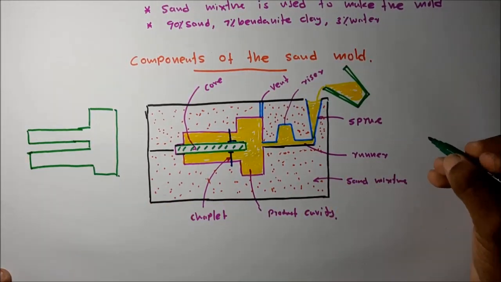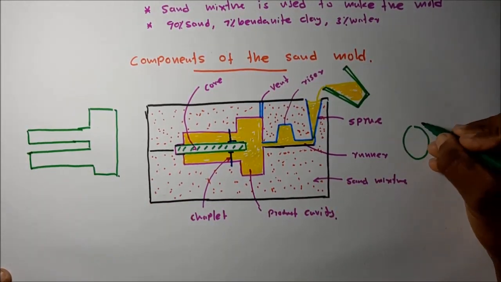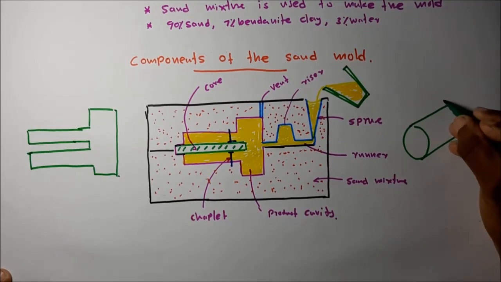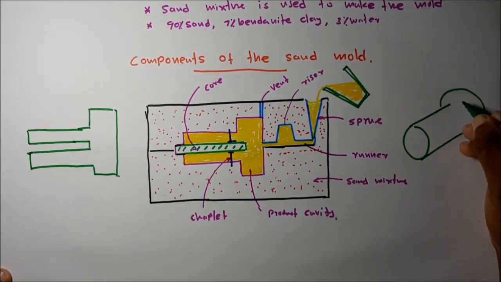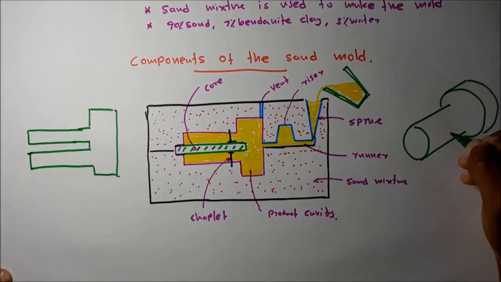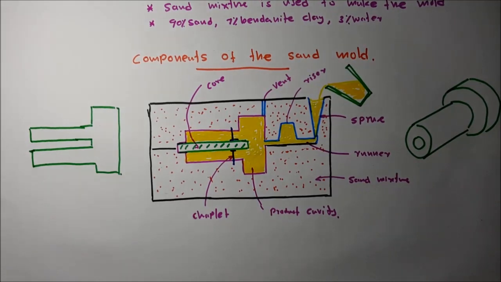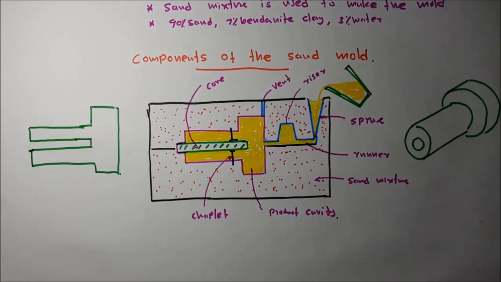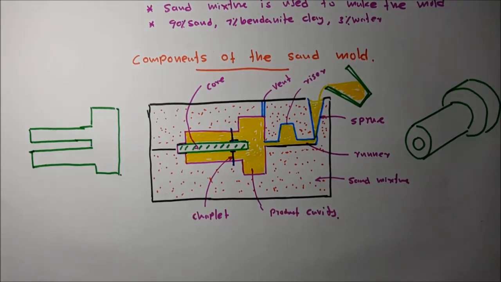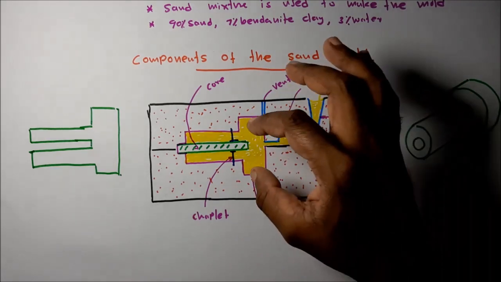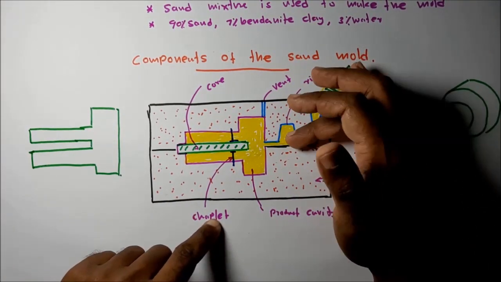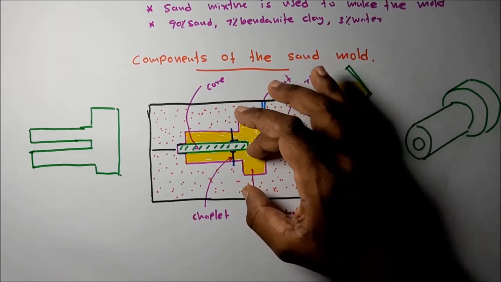That means if you take the 3D view, this is the part we are going to manufacture in this casting process. This is the mold, this is the cavity to manufacture this part. So what is the purpose of this riser? It's like a molten metal reservoir. It reserves molten metal. Why is the riser used? The purpose of the riser is to avoid the shrinkage defect in the part.